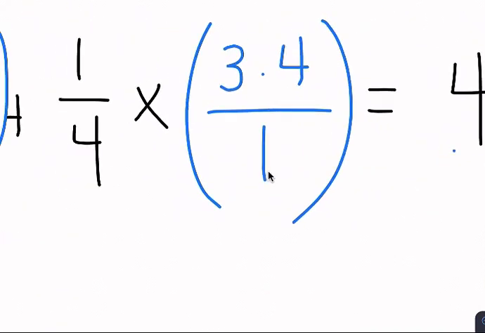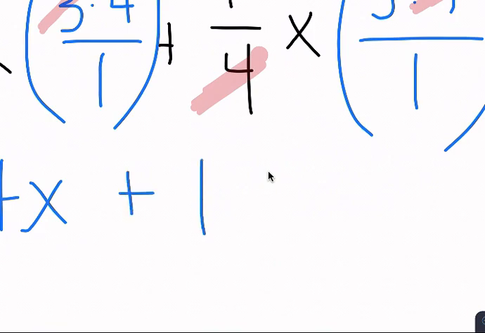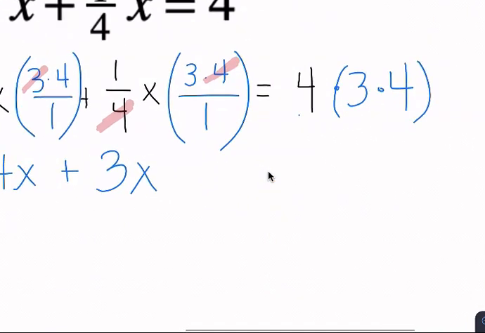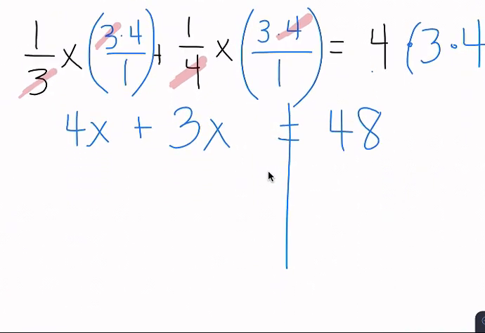My next term right here, I'm going to get rid of my 4 because I have a 4 in the numerator and a denominator. I'm left multiplying 1 times 3x, which would be 3x. And then is equal to, well, 4 times 3 is 12. 12 times 4 is 48. So now I solve. I have whole numbers, and now I can just do my steps like I normally do. 4x plus 3x is 7x.